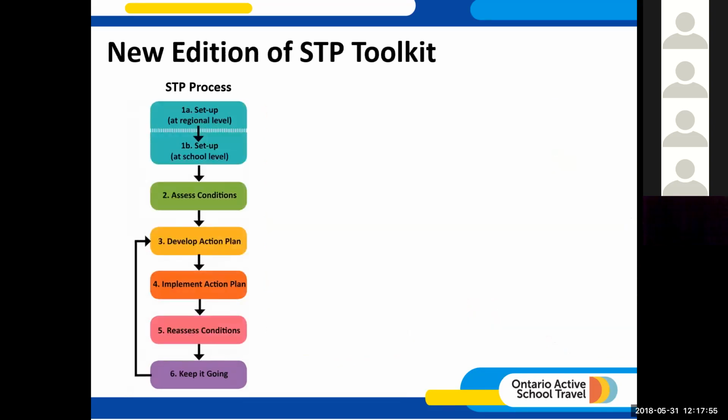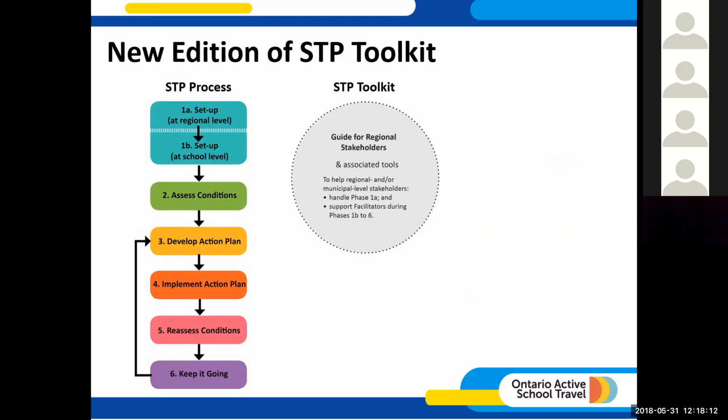So now I'm going to talk specifically about the toolkit. One of the biggest changes is that we've created 2 main guides instead of 1. Each of the new guides addresses a different audience. One is for the regional stakeholders and the other is for facilitators. The guide for regional stakeholders and the associated tools cover phase 1A in depth, because that's the work that is exclusively the responsibility of regional stakeholders.